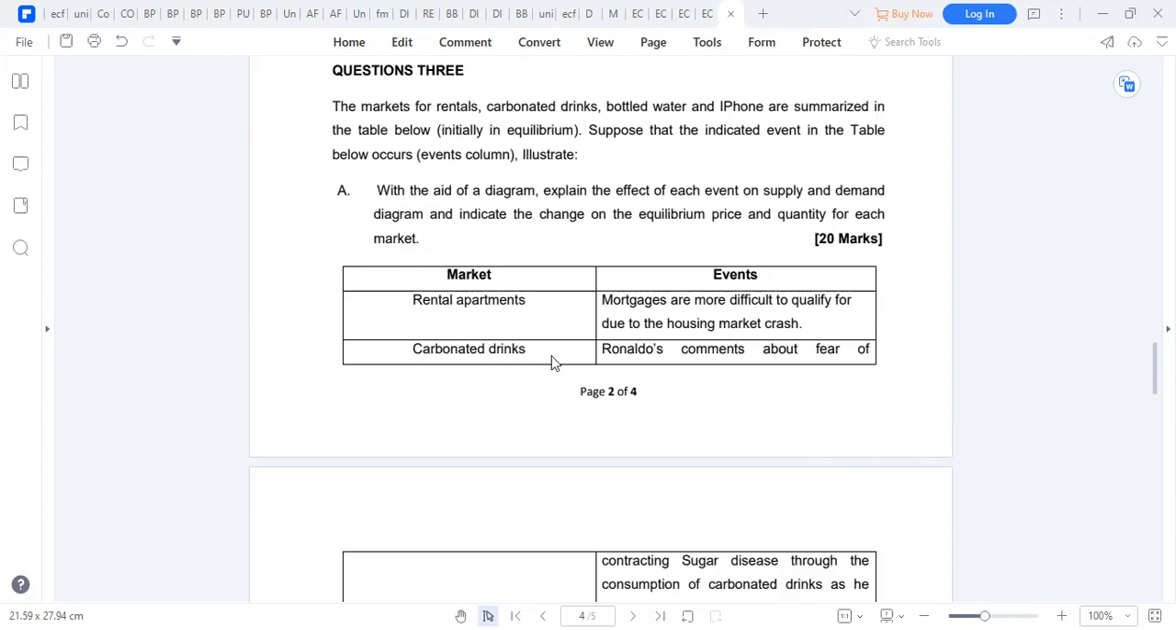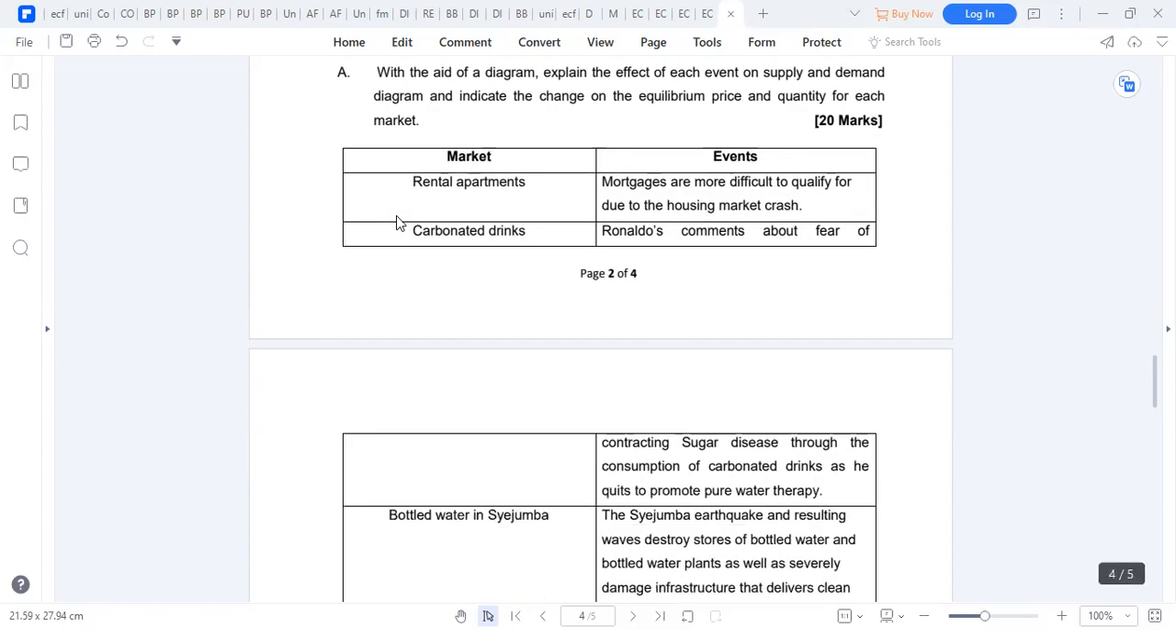Markets for rentals, carbonated drinks, bottled water, and iPhone are summarized in the table below, initially in equilibrium. Suppose that the indicated event in the table occurs in the events column. Illustrate with the aid of a diagram, and explain the effect of each event on supply and demand, and indicate the change in equilibrium for each of the following.